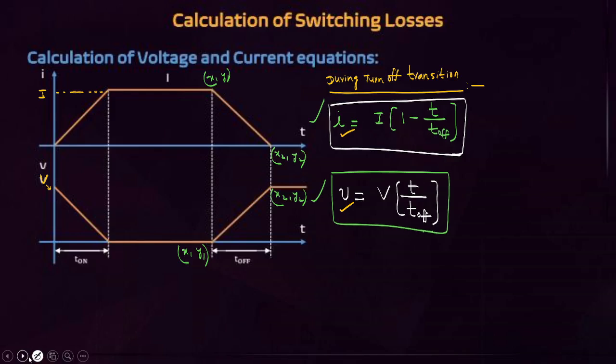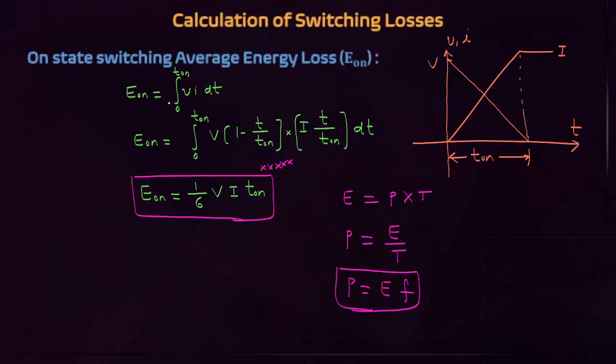By knowing these values, now we have to calculate the on-state switching average energy loss. But these formulas are applicable with the assumption that during on-state the current is rising linearly. For this type of characteristics only, these formulas are applicable. During turn on, voltage is falling linearly, that is, linearly current is rising, linearly voltage is falling. Then what is the on-state average energy loss? This is the direct formula that you have to concentrate on: 1 by 6 Vi into T on.